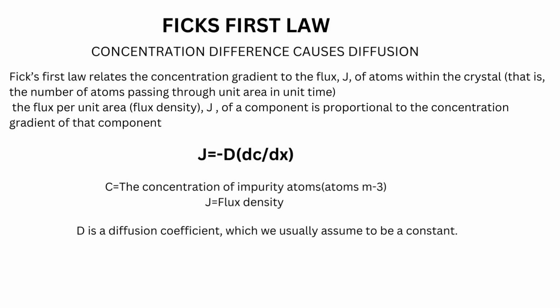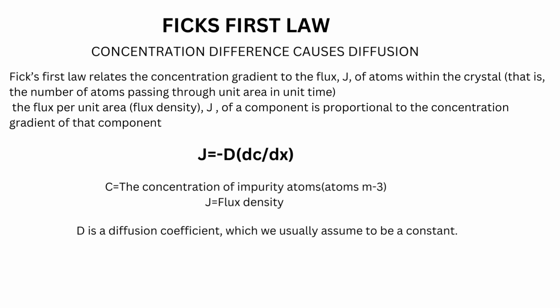Now let us look at Fick's first law of diffusion. The concentration difference causes diffusion, we know, generally. So Fick's first law relates the concentration gradient to the flux J. The formula is the flux J equal to minus D, where D is the diffusion coefficient, multiplied by d by dx of the concentration of impurity.